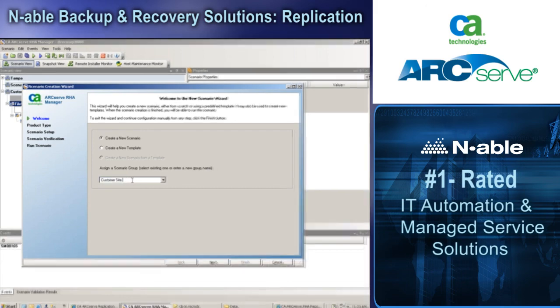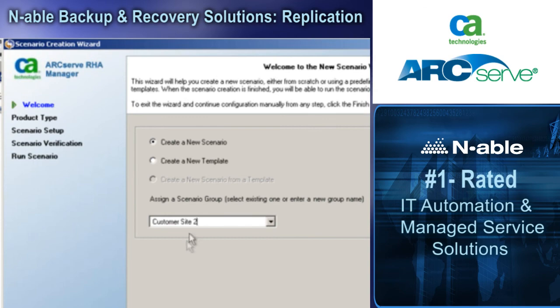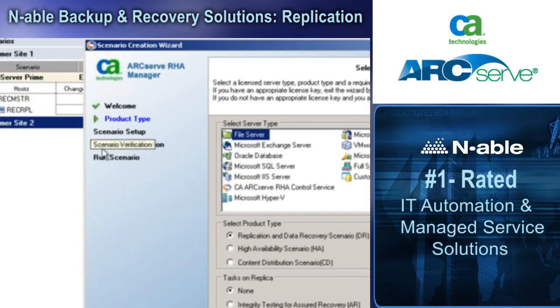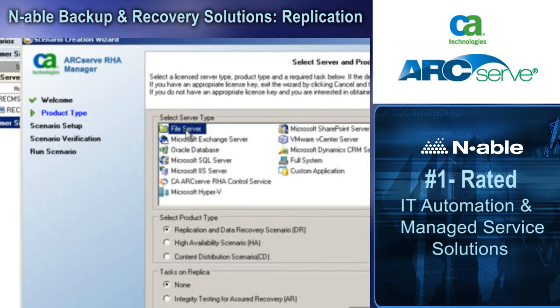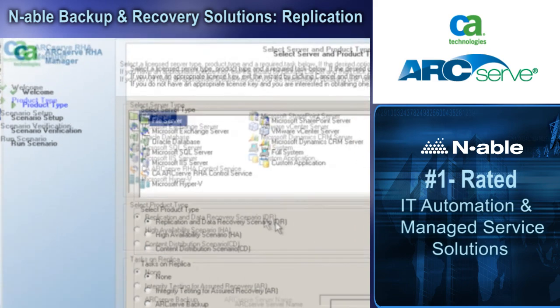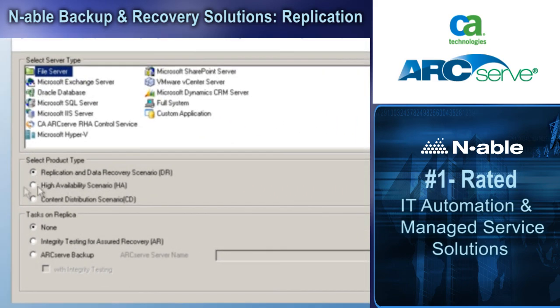So possibly for this one, I'll just create a new folder, customer site 2, click next, and we'll see it populate that information in the background here. We will be doing a file server replication scenario, so we can ignore this other functionality. We'll be doing replication for data recovery, and most generally you'll have these other features grayed out because replication is what we're trying to drive here. So we'll be doing a replication solution. We'll go ahead and click next.